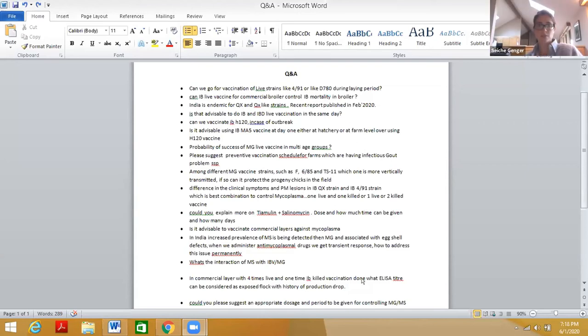I'll take the quick question on QX versus 491 strain. I'm going to give you all a classic response here, which is it depends, because there are several different possibilities for this clinical syndrome to arrive. At the end of the day, both QX and 491 can be nephrogenic. So you might see kidney issues and gout. You might see false layer syndrome. You might see those upper respiratory syndromes. You might just see mortality.